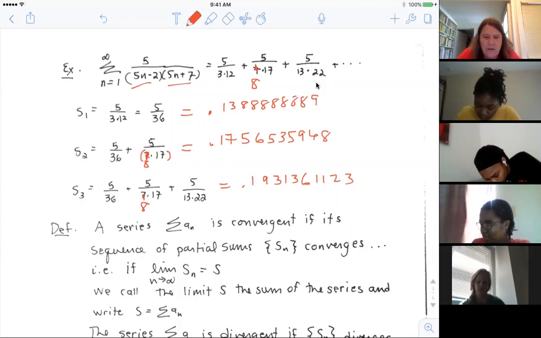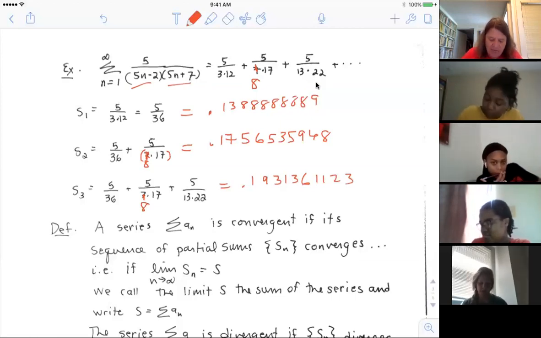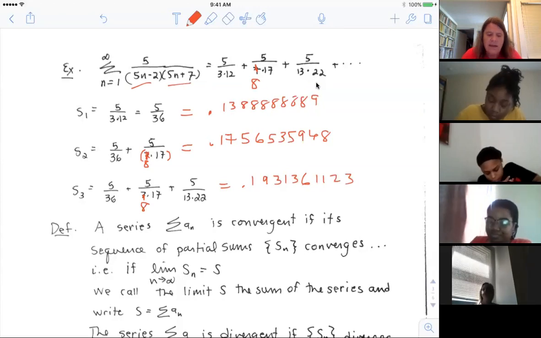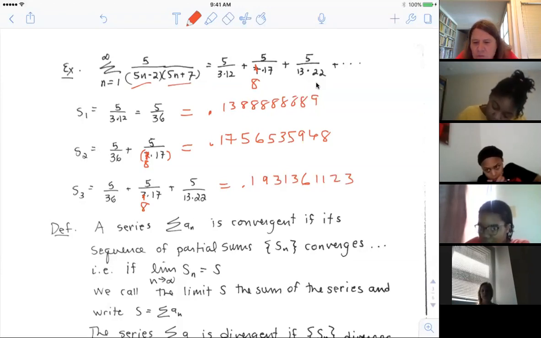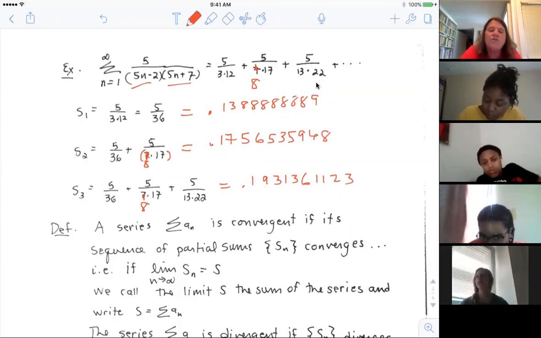So let me try the next one again. Since I've already added the first 2, all I have to do is add this one onto it. So I'm going to add 5 divided by, and it is times, guys, that's 13 times 22. And I get 0.19313611123. Deborah, are you getting those numbers? Mm-hmm. Okay, Tiara, you getting them? Yes? Okay, you got it? Everybody got them now? Okay, so yeah, those are times.